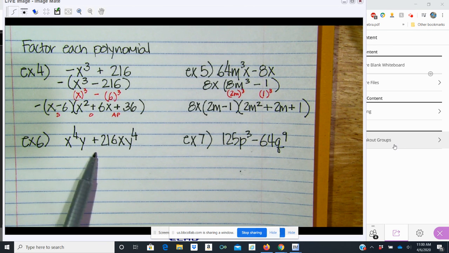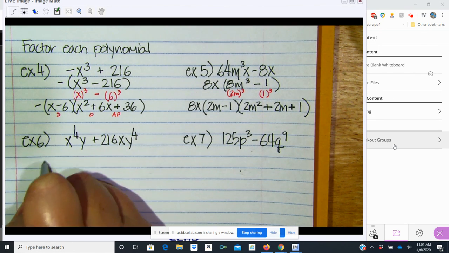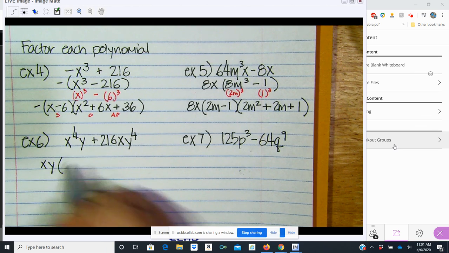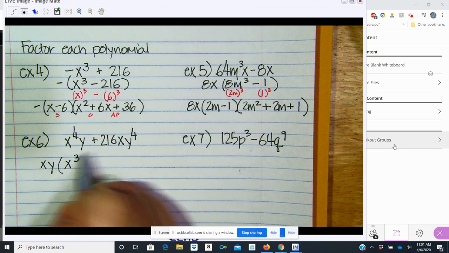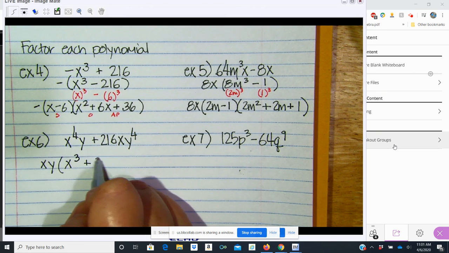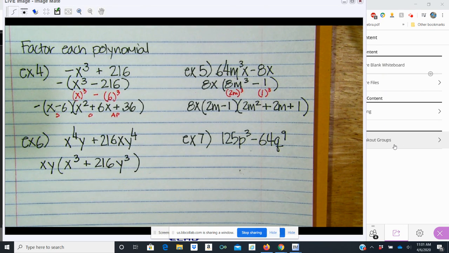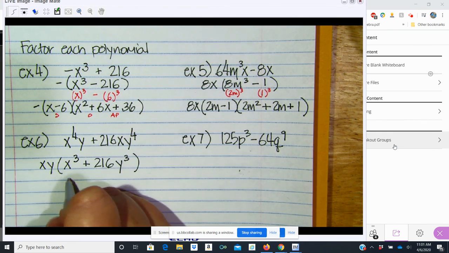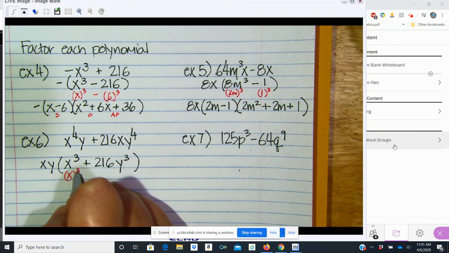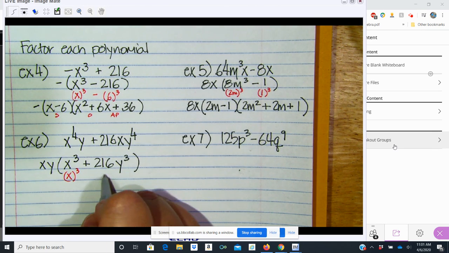We look at example 6. Is there anything you can pull out? So that'll be an x to the third. Yep. 216 y to the third. These are cubes. So this will be an x to the third. And 216, I think we did. That's a 6y.